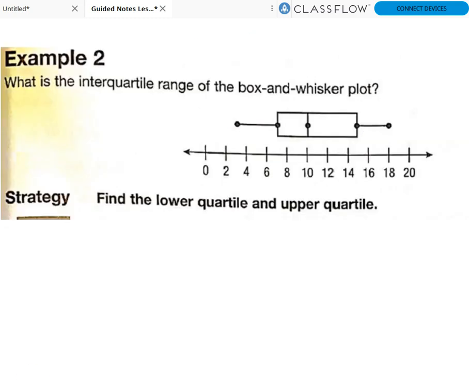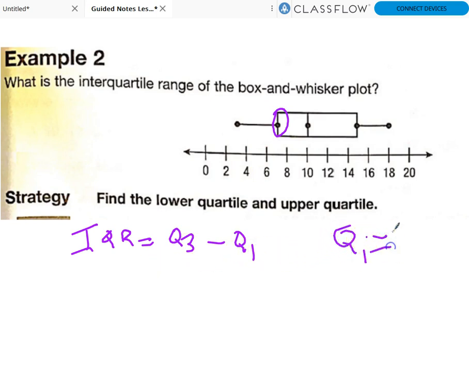What is the interquartile range of the box and whisker plot? Okay, so remember the interquartile range is going to be our upper quartile minus the lower quartile. So the lower quartile, Q1, is right here, which is 7, and Q3 is right here, which is between 14 and 16, so that's 15. So to find our interquartile range, we're going to do 15 minus 7, which is going to give us 8.